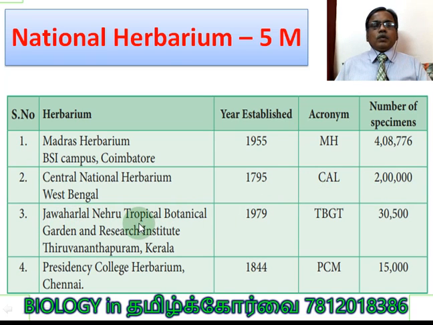Jawaharlal Nehru Tropical Botanical Garden and Research Institute, Trivandrum, Kerala, 1979. Its acronym is TBGT, 30,500 species. Then the fourth one is in Chennai, Presidency College Herbarium, Chennai, 1844. The acronym is PCM and the number of specimens is 15,000. So this can also be asked in a 5 mark question, students.